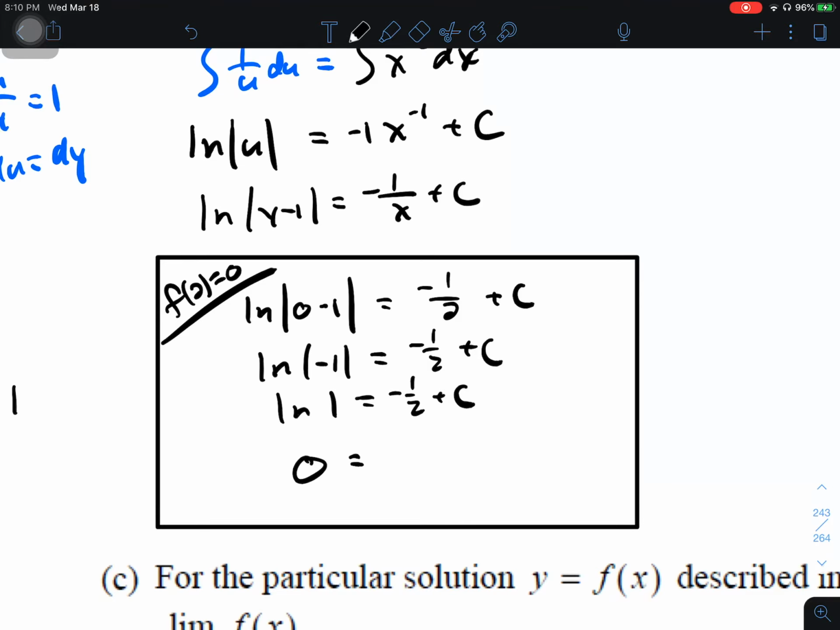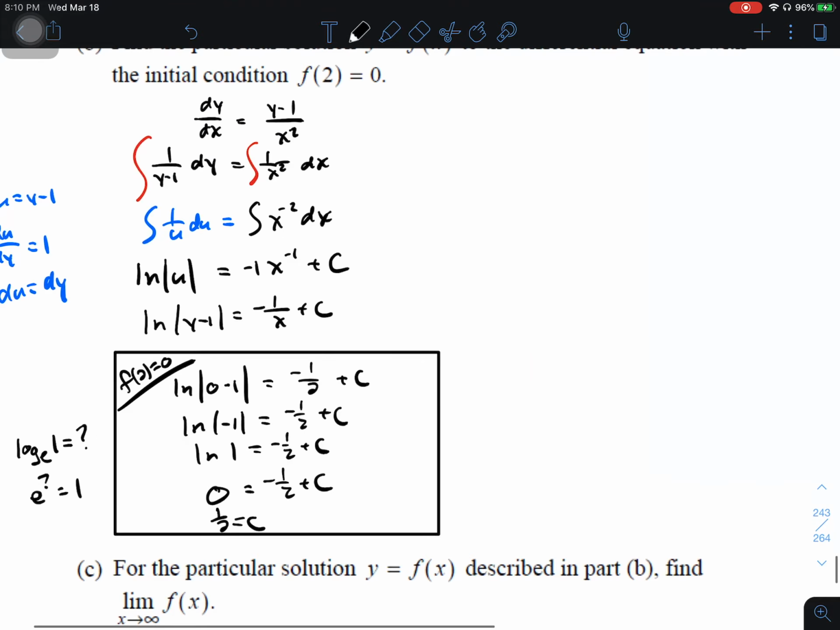The reason it's 0 is because we're saying log base e of 1 equals 0, which is asking the question, well, I'm saying it's 0. Let's say that we don't know what it is. It's saying e to what exponent is 1, which of course is 0. So that means c is 1/2. So we got natural log of the absolute value of y minus 1 equals negative 1 over x plus 1/2.